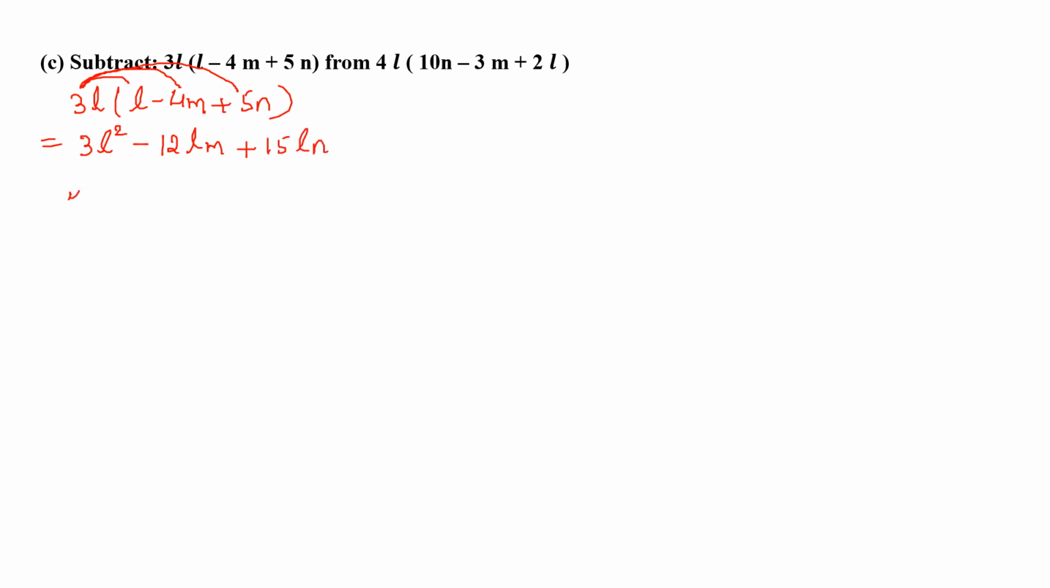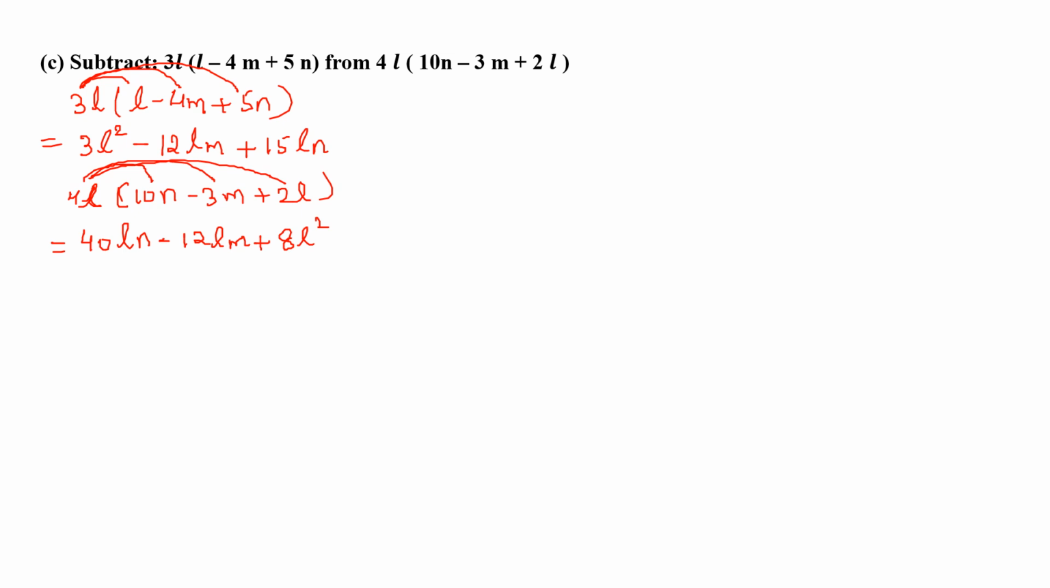Now the second expression is 4l multiplied with 10n minus 3m plus 2l. So again use the distributive property. 4l multiplied with 10n. 4 into 10 will give me 40, l into n will give me ln. Then 4l multiplied with 3m. 4 3s are 12, l into m is lm, plus 4 2s are 8l square when you multiply 4l with 2l. So now your simplified expression is ready.